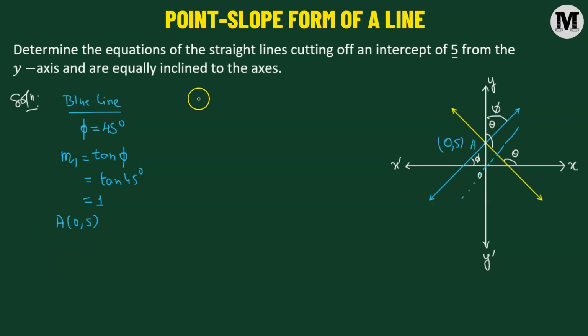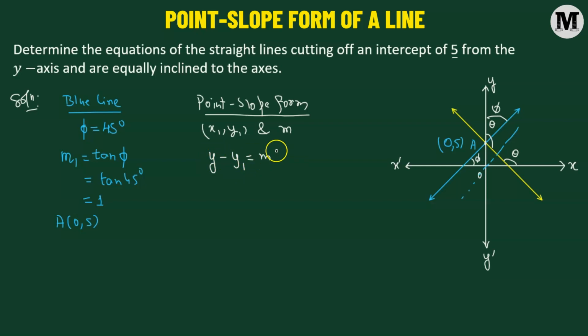We're going to use what is known as the point slope form of a line. The point slope form is simple. All we need is the point through which a particular line passes, let's say the point (x1, y1), and the slope of that line, let's say it's denoted by m. Then the equation of that line will be y minus y1 equals m times (x minus x1).